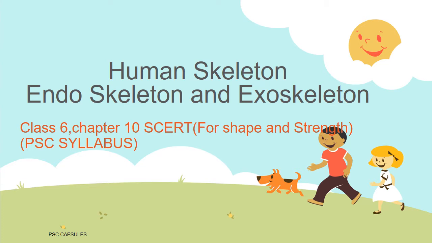Today we are going to learn an important chapter of class 6 SCERT. The title of the chapter is For Shape and Strength. This chapter deals with the topics related with human skeleton, endoskeleton and exoskeleton which is coming under the PSC syllabus. Let's discuss about this chapter in detail.